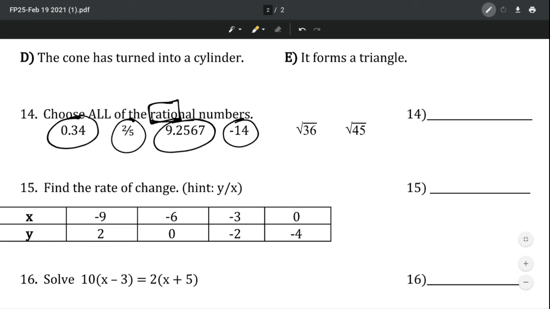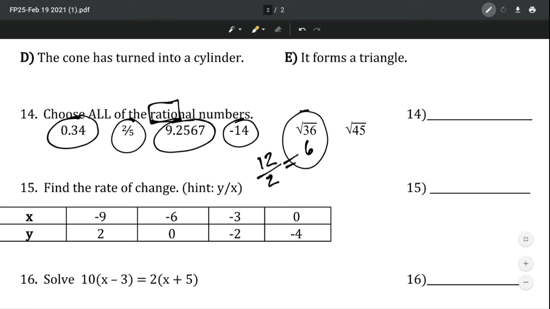Now, the square root of 36. So what is the square root of 36? 6. Nice. So the square root of 36 is 6. That's definitely rational, right? We could make it 12 over 2, right? That's an interesting ratio that is equal to 6.